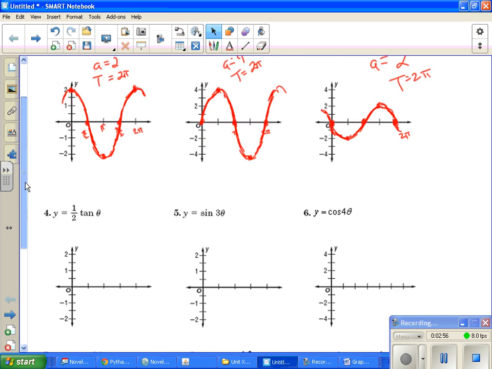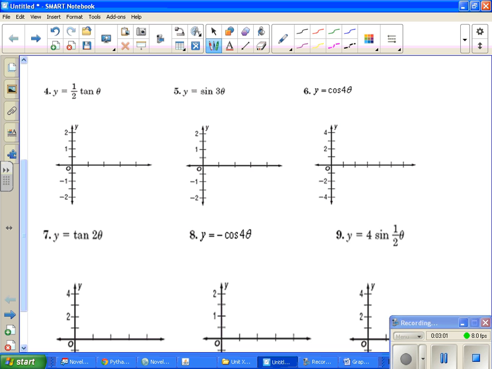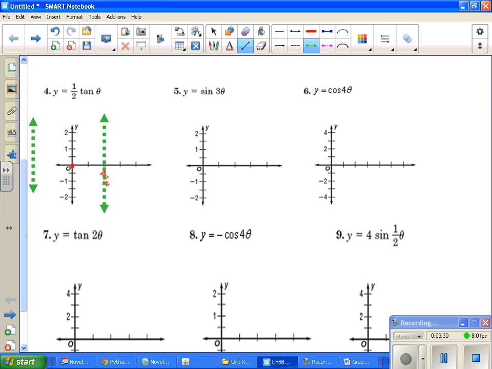Keep it on hustling. Half a tangent. All right. Tangent normally passes through the origin. Has an asymptote. I'm going to put it over here at pi over 2. Let's see. Use my fancy schmancy technology. There's an asymptote at pi over 2. We're going to have another one back here at -pi over 2.